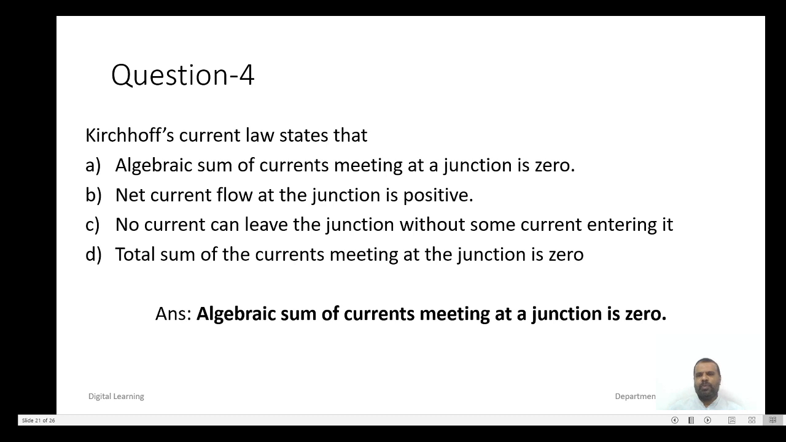Question number 4. Kirchhoff's current law states that: A. Algebraic sum of currents meeting at a junction is 0. B. Net current flow at the junction is positive. C. No current can leave the junction without some current entering it. D. Total sum of the currents meeting at the junction is 0. The correct answer is algebraic sum of currents meeting at a junction is 0.